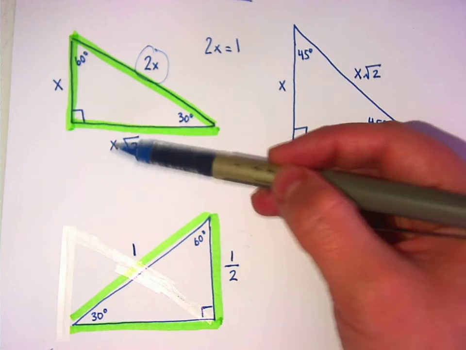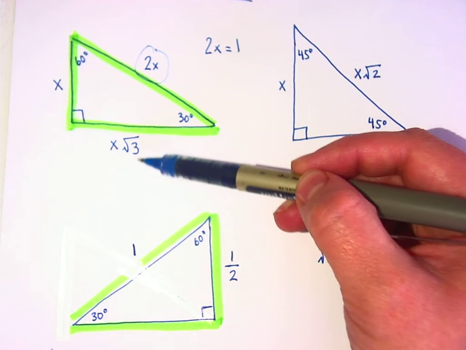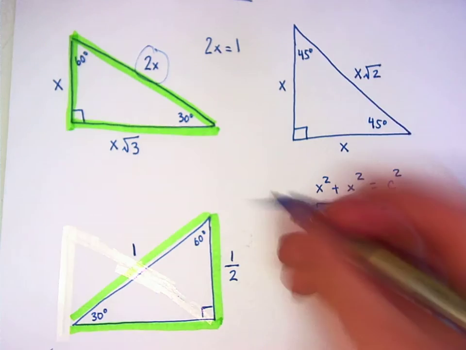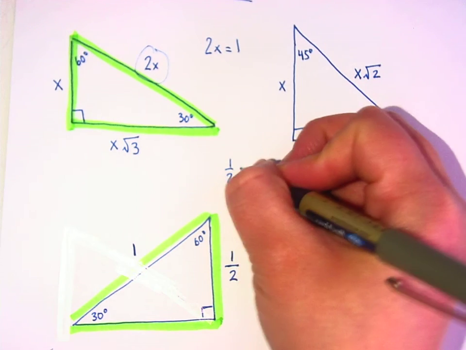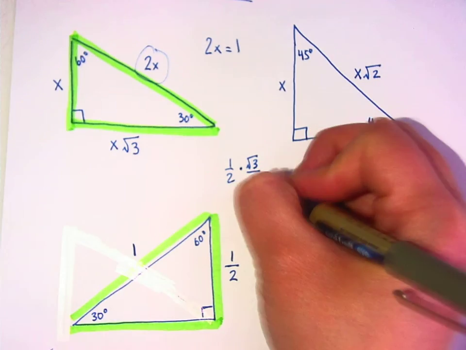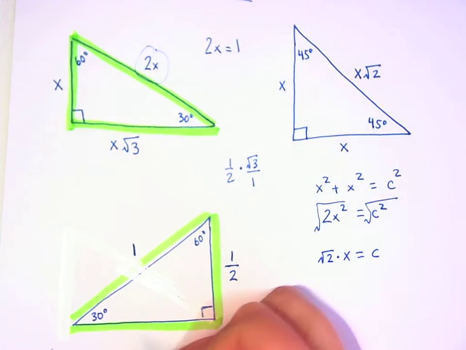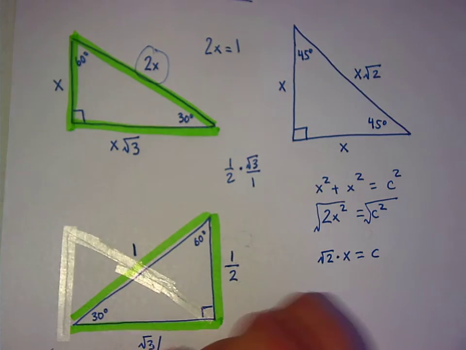And then this side is you take whatever x is and you multiply it by the square root of 3, which is where Kyle got 1/2 times the square root of 3. But 1/2 times the square root of 3, we're not going to put it in decimal. So we're going to leave this as the square root of 3 over 2.